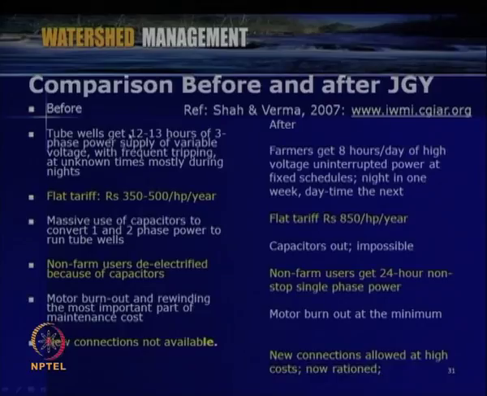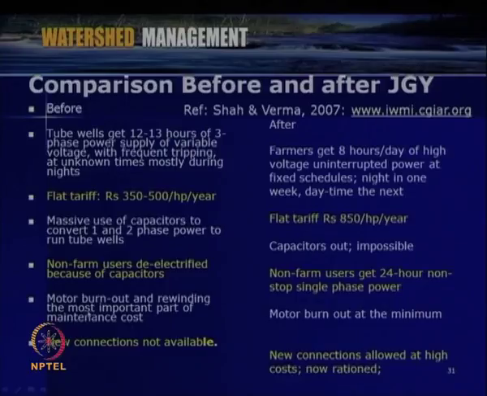Before, the tube wells got 12 to 13 hours of 3-phase power, but after, farmers get 8 hours per day of high voltage uninterrupted power supply. The flat tariff was rupees 350 to 500 per year, but now the flat tariff is rupees 850 per connection per year. Earlier there was massive use of capacitors, but afterwards capacitors were removed. The non-farm users were de-electrified because of capacitors. Now, non-farm users get 24-hour non-stop single phase power.